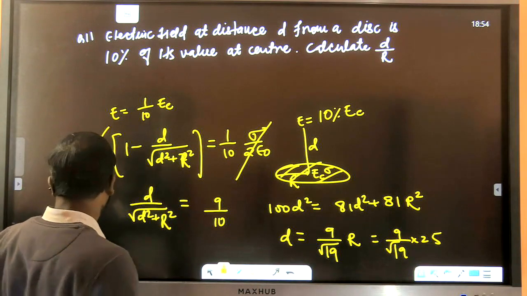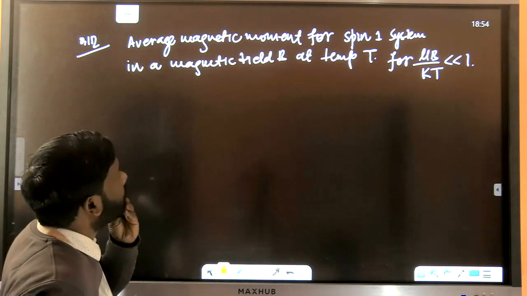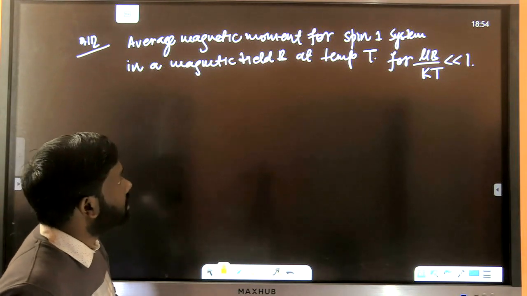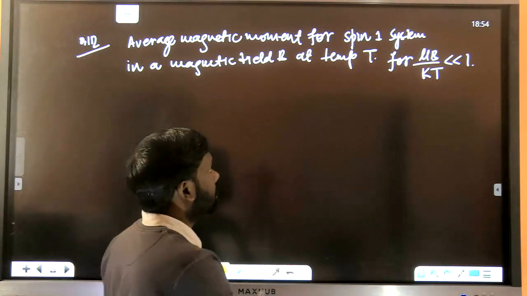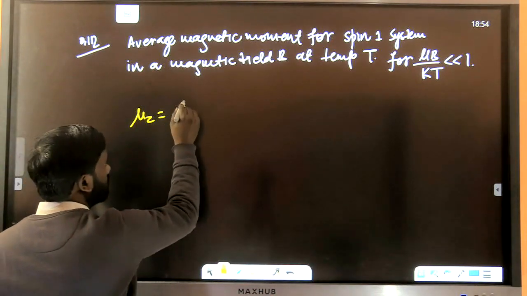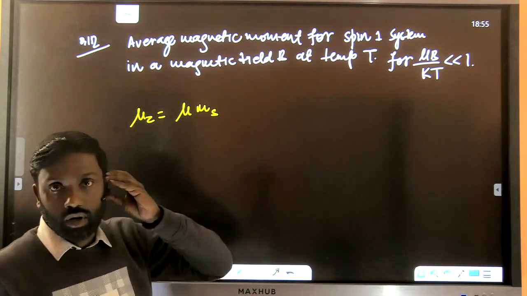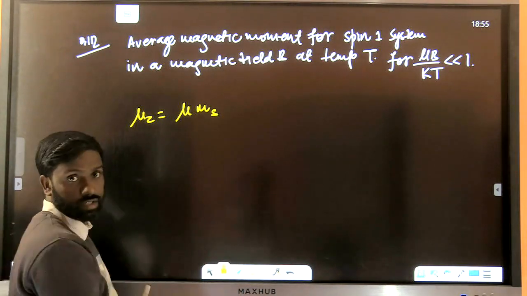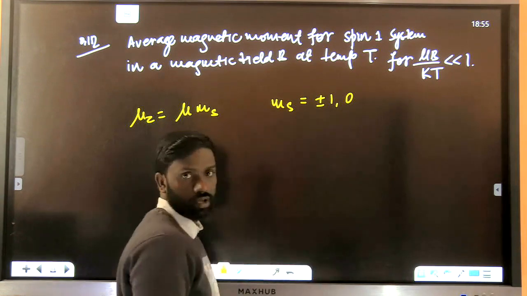Now another one, average magnetic moment for a spin 1 system in magnetic field B at temperature T, for mu B by KT much less than 1. Here mu is the magnetic moment. If you calculate the Z component of magnetic moment in such a case, it will be mu into ms, where ms is the Z component of the magnetic spin quantum number. Here ms is equal to plus 1, minus 1 and 0.